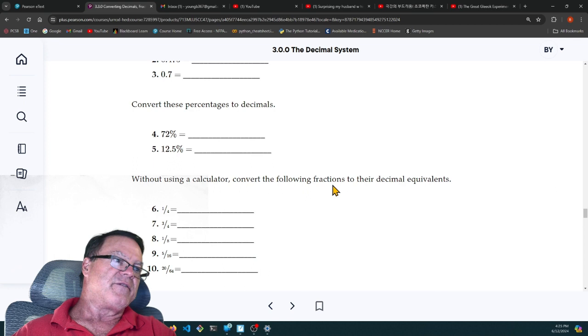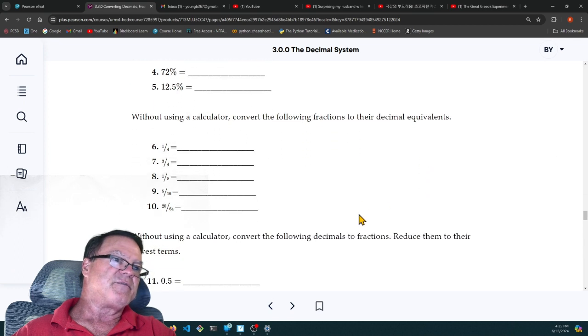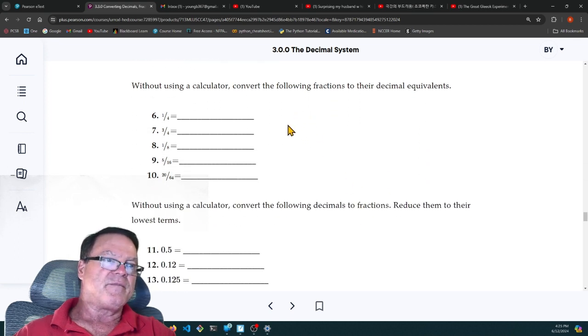Without using a calculator, convert the following fractions to their decimal equivalents. I'm going to leave you to do these. Divide 1 by 4, 3 by 4, 1 by 8, 5 by 16, and 20 by 64.